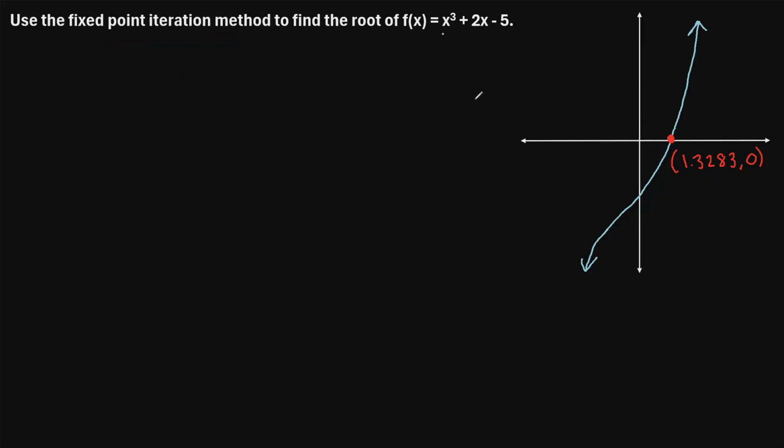The first step is we need to set our function equal to 0. Then we need to solve for the x variables in the function. So for example, if we solve for this x variable right here, to do that, we could move the 2x to this side, move the negative 5 to this side, and then take the cube root of this side. So here's what that looks like. So x would be equal to the cube root of negative 2x plus 5.